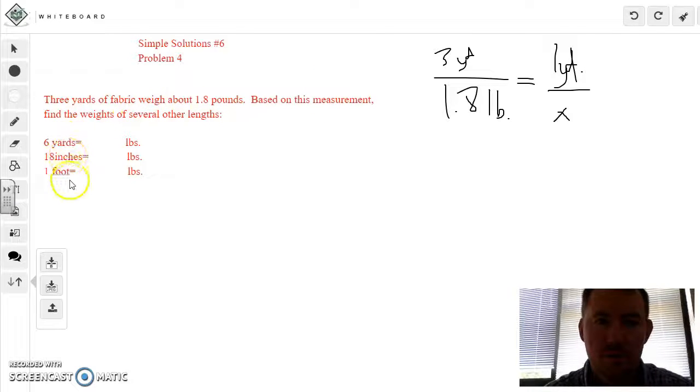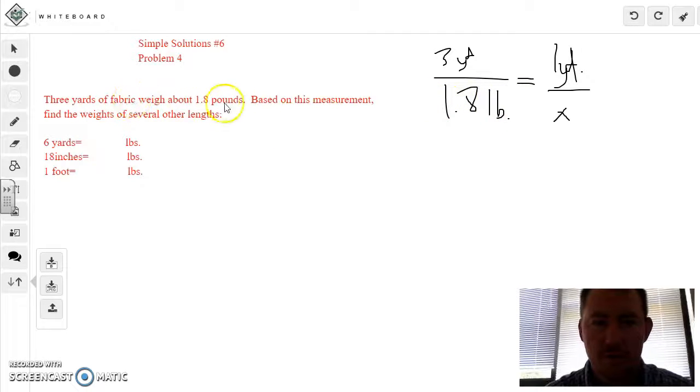So it gives you the 3 lengths here, but it does tell you that 3 yards of fabric weighs about 1.8 pounds. So what we want to do is practice setting up ratios in this problem. We're going to do that 3 times: one for this one, one for this one, and one for this one. Okay, so I've already started here, and I apologize for my writing because I'm having to write with the mouse pad, but we've got 3 yards over 1.8 pounds.